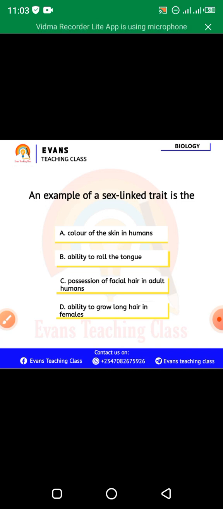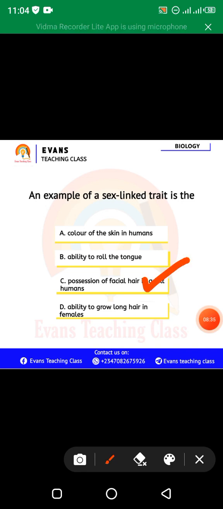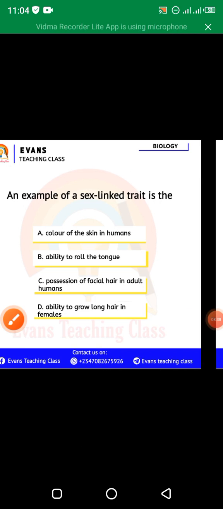Now, an example of sex-linked traits. Some examples of sex-linked characters are baldness, which is when your hair does not grow on the forehead of your head, color blindness, albinism, and so on. So here, our right answer is possession of facial hair in adult humans. So our right option is option C. So let's go to the next question.